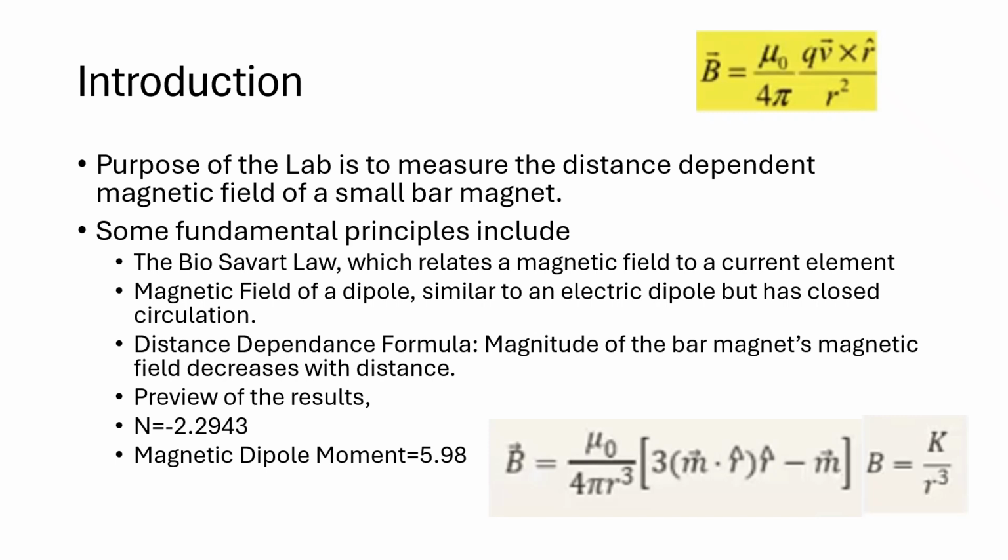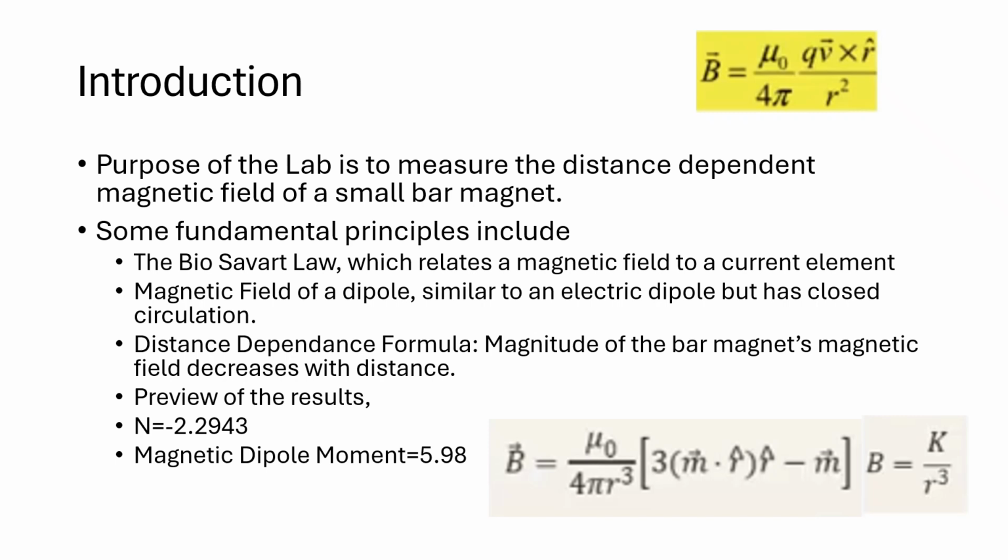So the purpose of this lab was to measure the distance-dependent magnetic field of a small bar magnet. We based our experiment on three main laws: the Biot-Savart law, which relates magnetic field to a current element; the magnetic field of a dipole, which is similar to an electric dipole but has closed circulation; and the distance dependence formula, which shows that the magnitude of a bar magnet's field decreases with distance. Biot-Savart's on the top right, and then the bottom two are at the bottom.